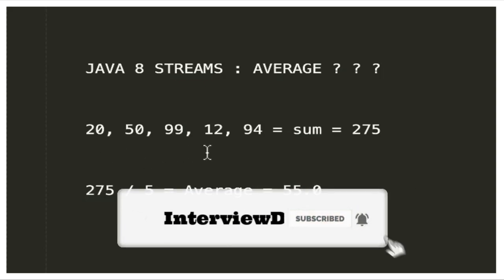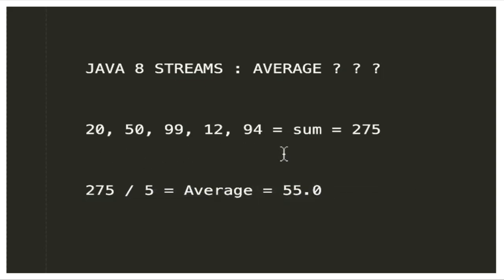Say we have a list of numbers and we would like to find out the average of the list of numbers. So how can I do this using Java 8? In Java 8 we can achieve this in a single line of code. Let's see the example now.